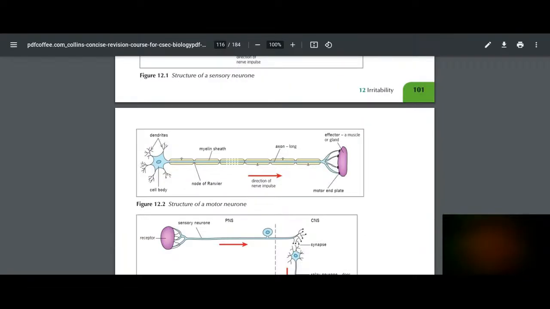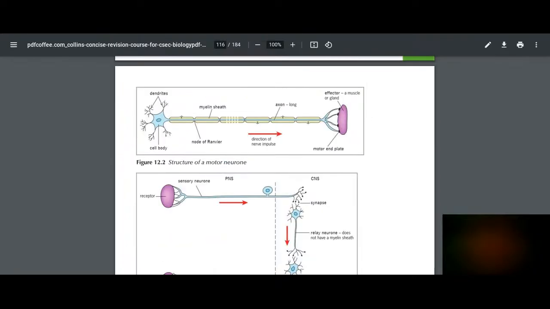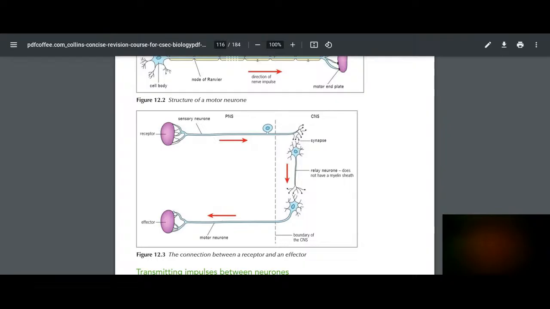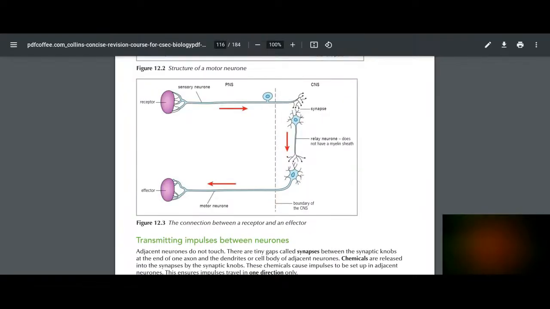Next, the same goes for the motor neuron. I urge you to know where the different parts are, as well as how to draw and sketch them. Know where the dendrite is on the motor neuron, where the myelin sheath is, where the axon is, and where the effector is. Receptor and effector are not a must.